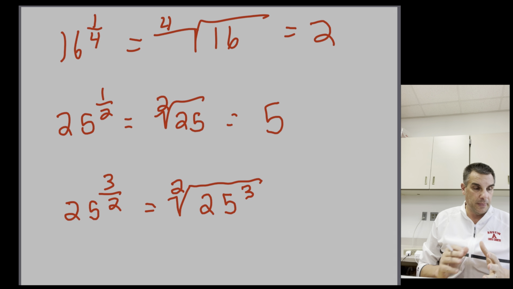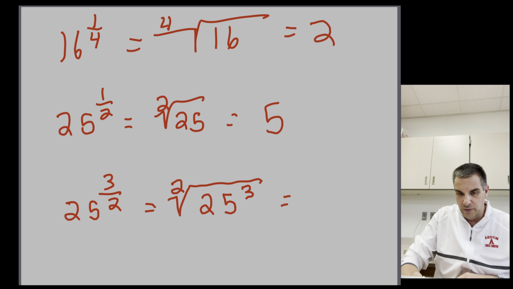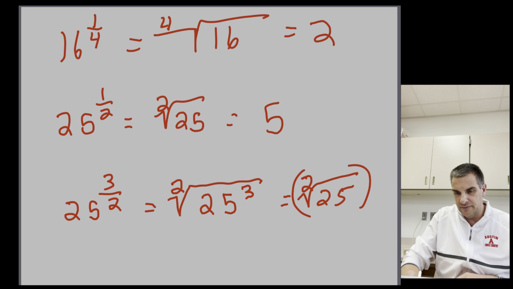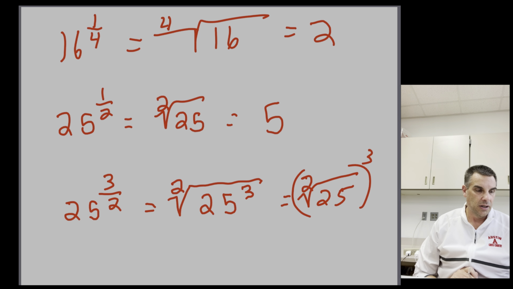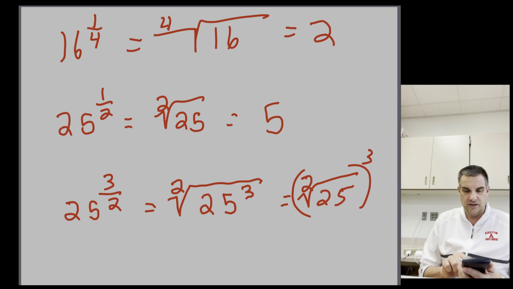Okay, so another way that this can be written is the square root of 25, then cubed. It's the same thing. Those things really mean the same thing. So you take the square root of 25, which is 5, and 5 cubed is 125. And that's what you would get if you cubed 25 and then took the square root of it. So if I go 25 times 25 times 25, I get 15,625.